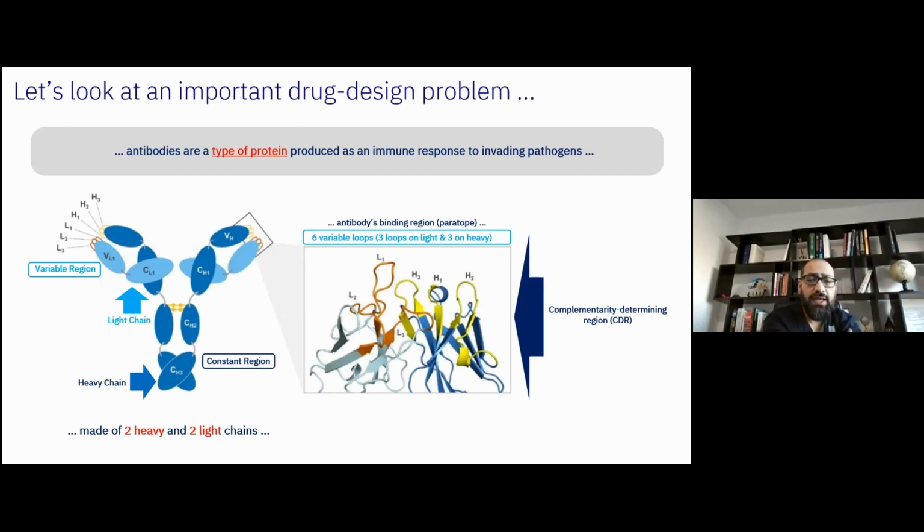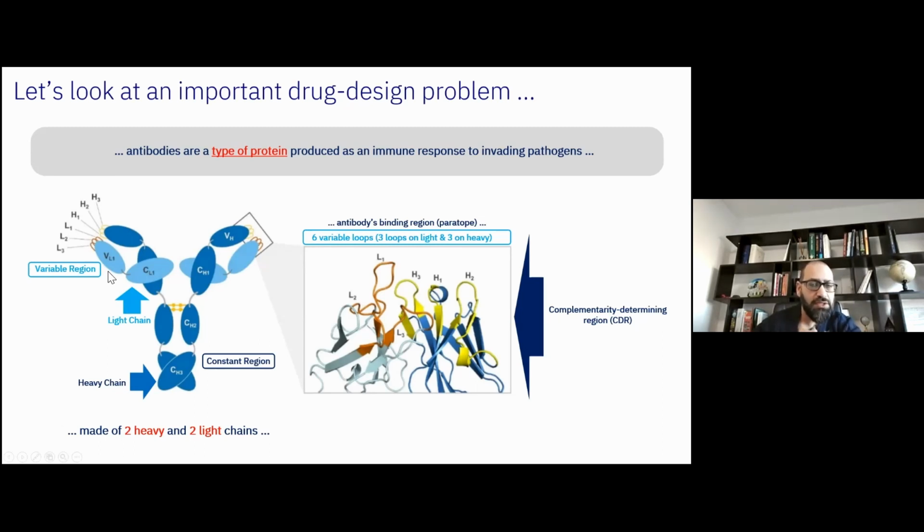But what is an antibody? An antibody is a Y-shaped protein that looks like this, like you see here. And that antibody has different chains inside it. So it has a light chain, and it has a heavy chain. And on the top of the light and heavy chain, there is a variable region.